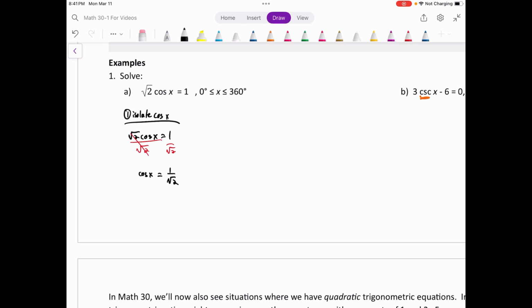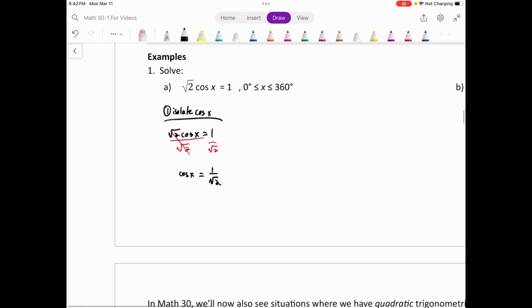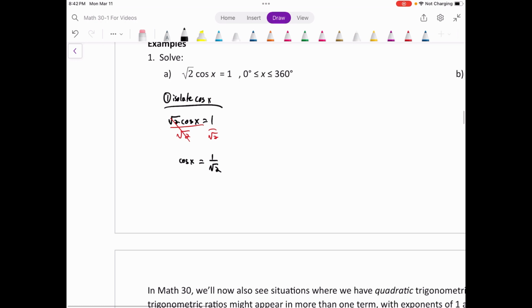See what I mean? It's now a lot easier to think of just about, okay, what angle has a cosine ratio of 1 over root 2, as opposed to trying to think about what angle when I take cos of it and then multiply it by root 2, it equals 1, right? That's why we want to isolate our ratio first. And now, hey, do you have that a little alarm going off in your head? 1 over root 2. Sounds like this might be one of our special ones.